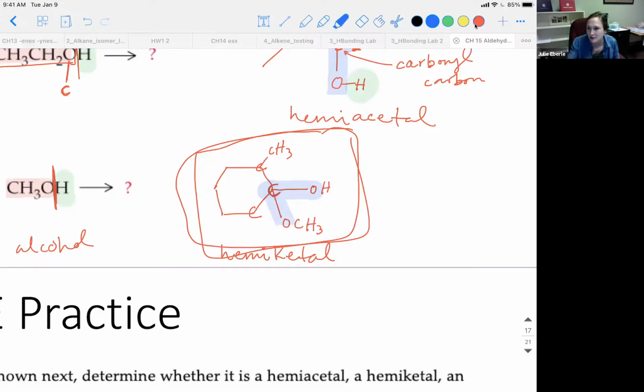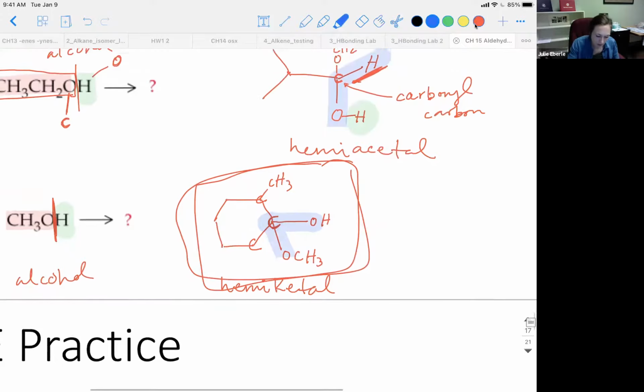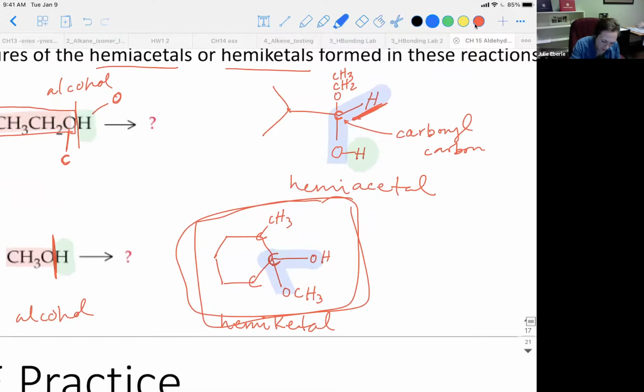But how a hemiketal is different than a hemiacetal, look at my hemiacetal. I have this carbon hydrogen bond. On a hemiketal, you don't have any hydrogens bonded to the carbon that is also bonded to the alcohol and the ether group. Sure, you've got plenty of carbon hydrogen bonds over here, but you're not interested in these carbons. The one that is the hemiketal or hemiacetal carbon is the carbon that's bonded to the alcohol and the ether group.